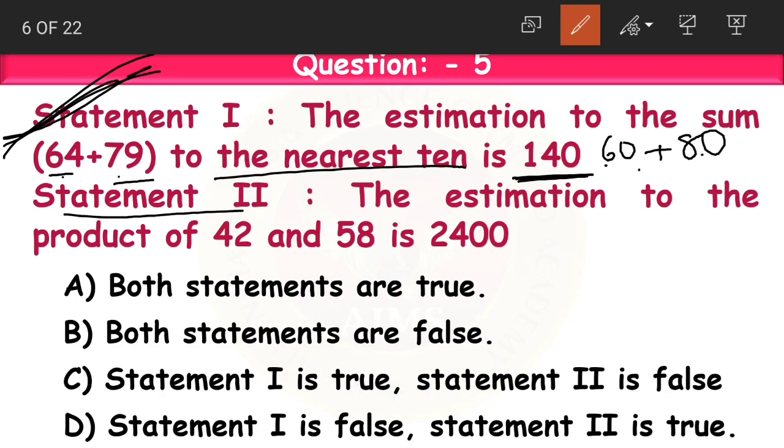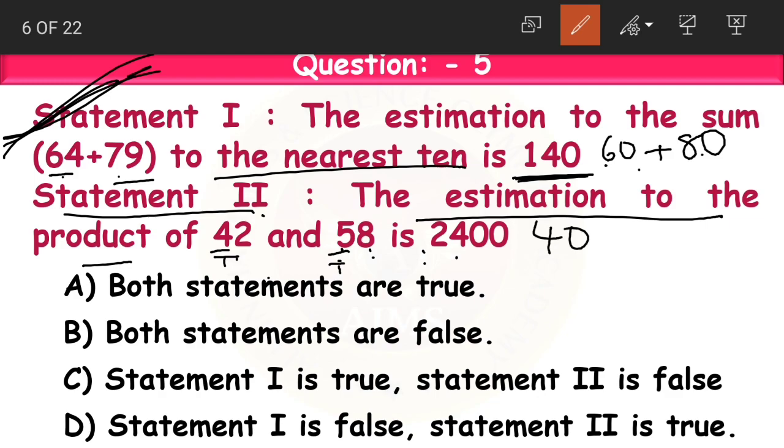Now moving on to statement 2. The estimation to the product of 42 and 58 is 2400. Again, in the question they did not mention whether to estimate to the nearest tens, hundreds or thousands, right? But in the numbers, both have tens as their highest place value. So we'll estimate both the numbers to the nearest tens.